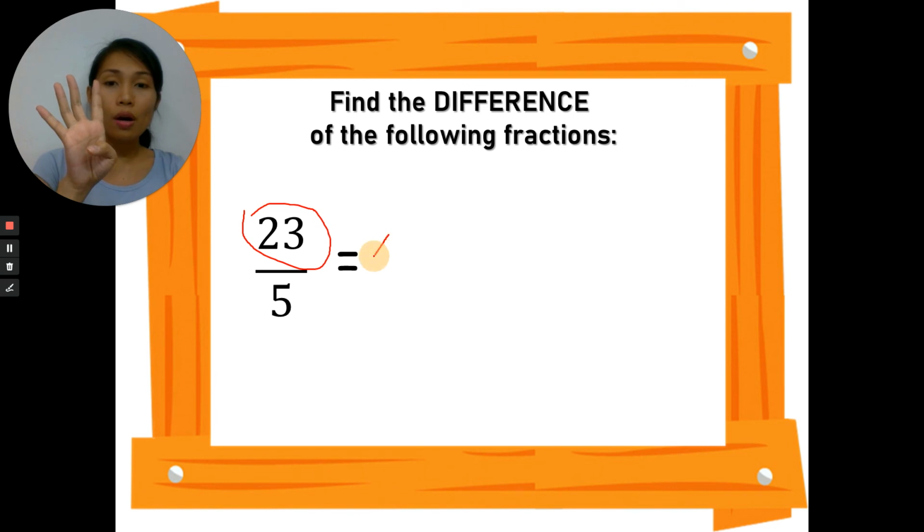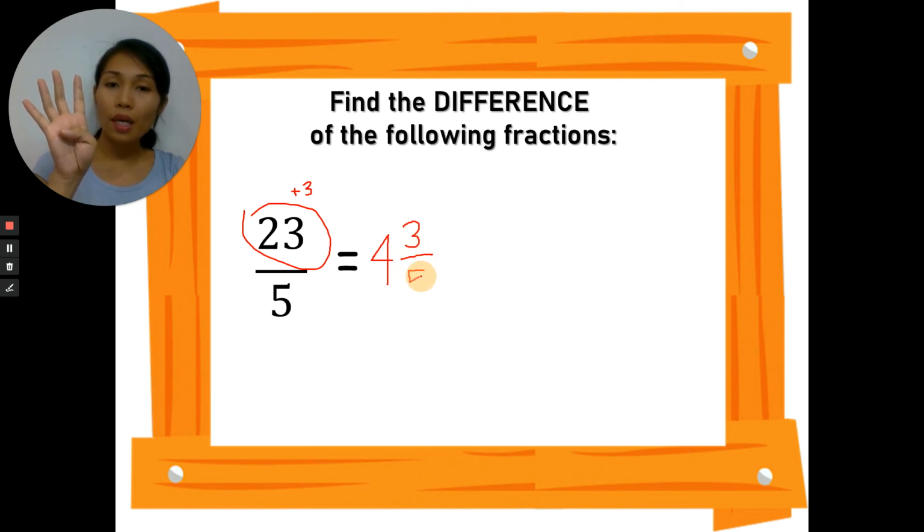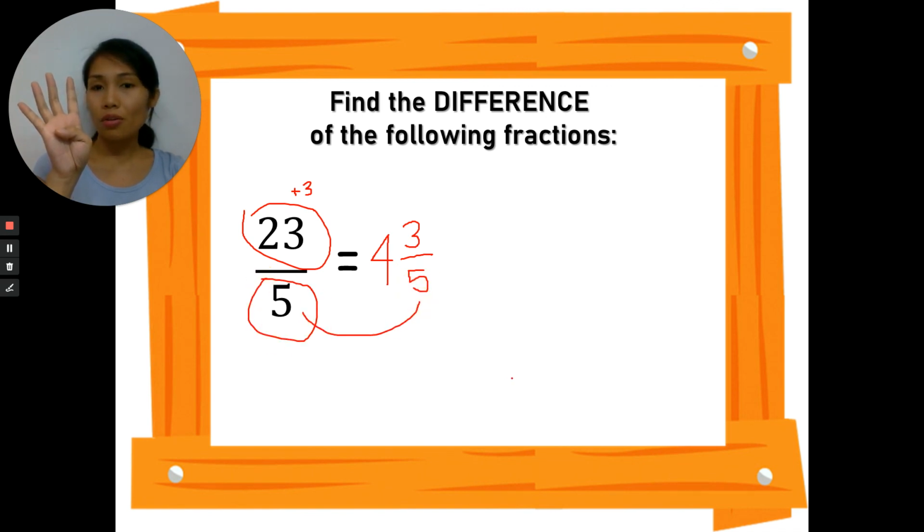So our whole number here is 4. And 5 4s is only 20, right? 5, 10, 15, 20. It's only 20. So we need to get 3 more to get 23. So the remainder 3 is our numerator, and then copy the given denominator 5 as our denominator. So that's our final answer.